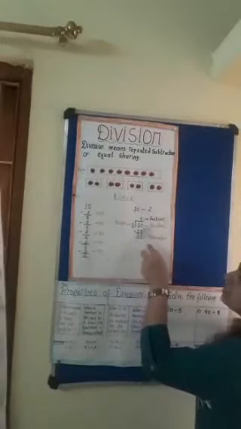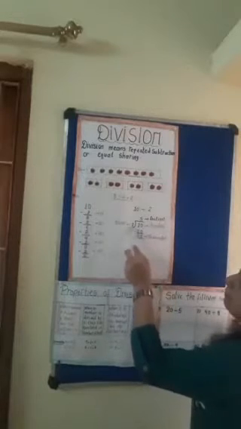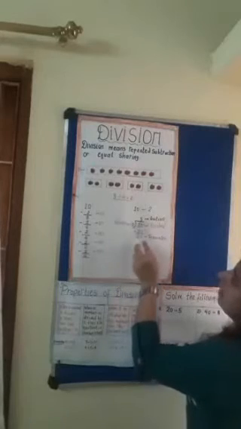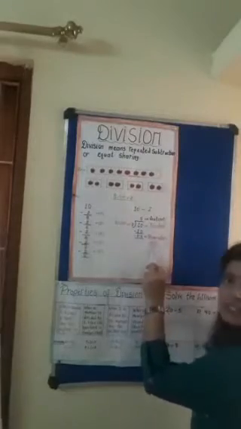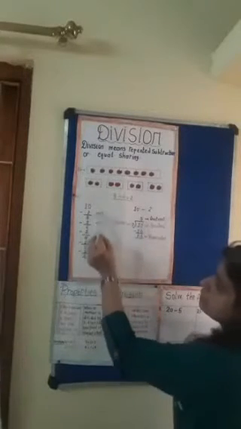Now the number which is to be divided is known as dividend. The number by which it is divided is known as divisor. The answer of the division is known as quotient and the number which is left over after division is known as remainder. Here also we have got quotient 5 and here also we have done subtraction of 2 for 5 times. Answer is same.